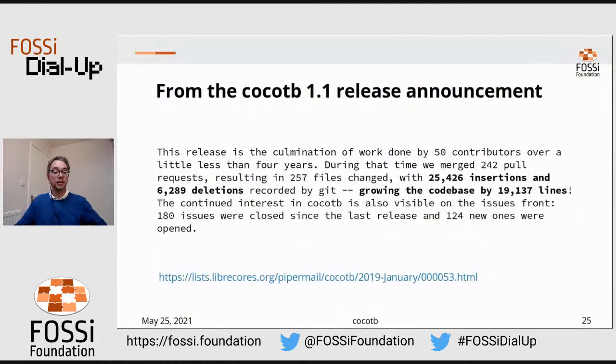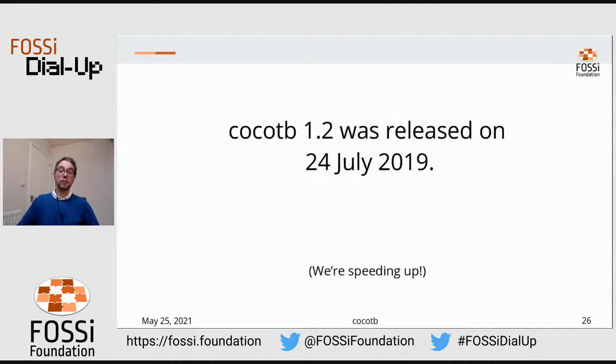So what did we do in the first release? Apart from the release notes, this already shows how much backlog there was. It was 25K lines of code that were added, growing the overall code base by 20K lines, 180 issues closed, 124 new issues that were opened, and a fair amount of pull requests. So that shows a first step into getting back into a more stable and predictable release process. And we kept it going.